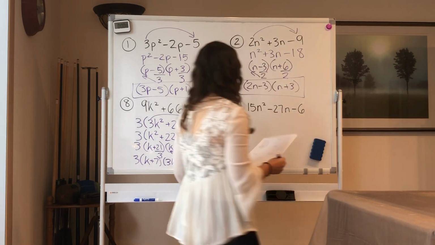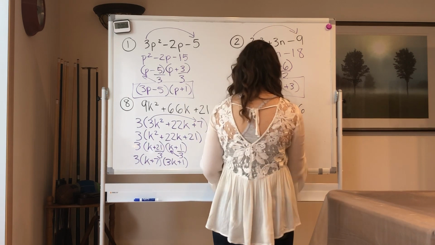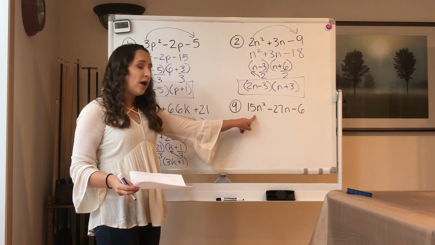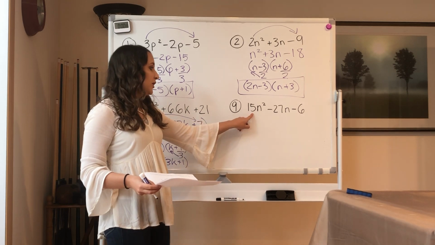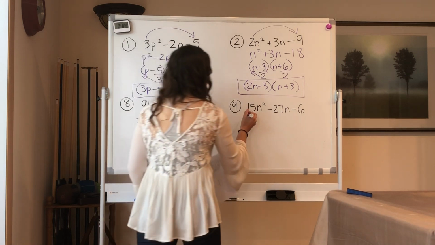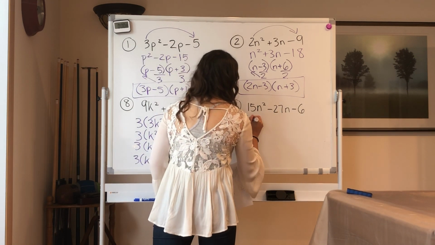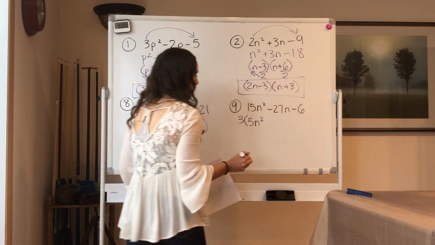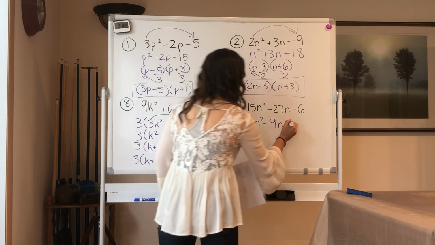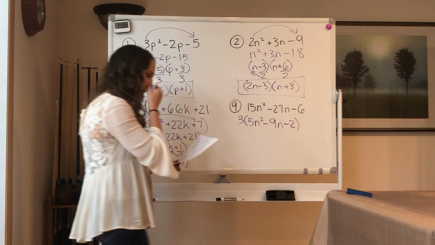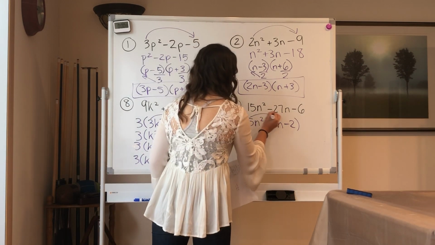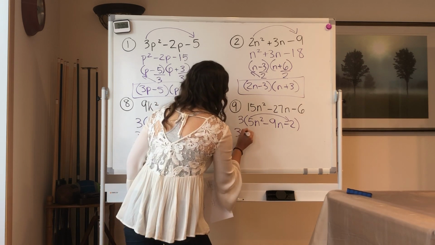Now we're going to jump to number 9. This one is similar. What GCF can I take out? It's 3, because 3 goes into 15, negative 27, and negative 6. So I'm going to take out a 3, leaving 5n squared minus 9n minus 2. Next, I'm going to slide and bring down that 3.